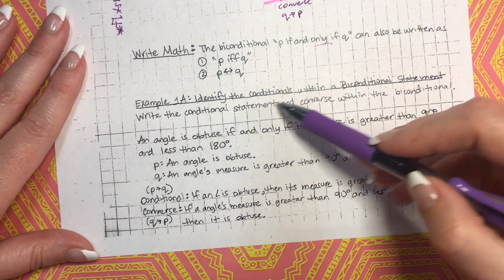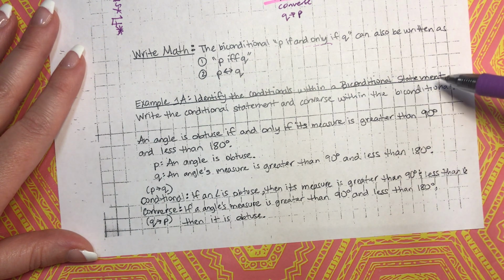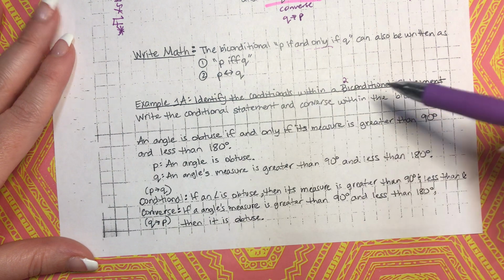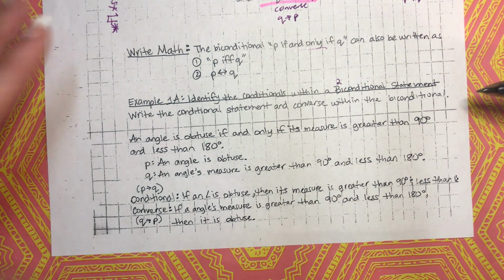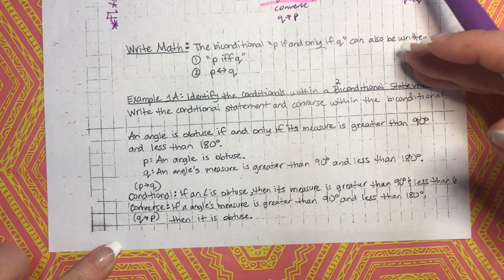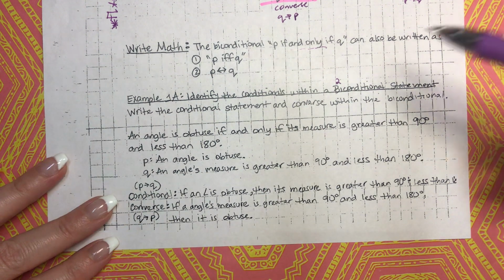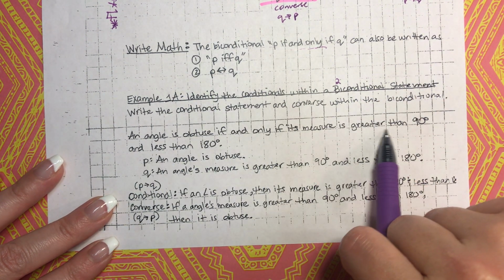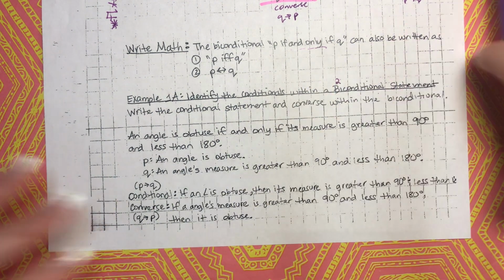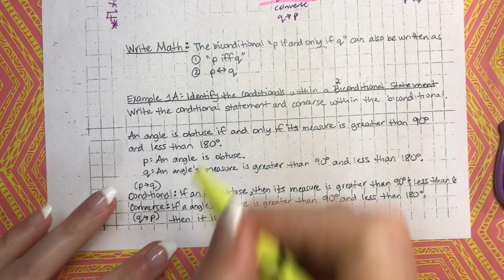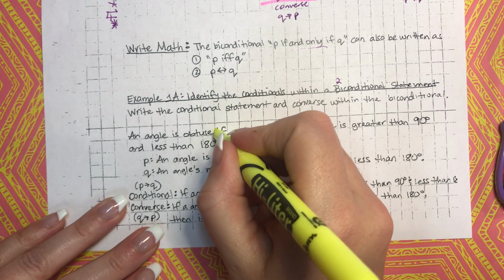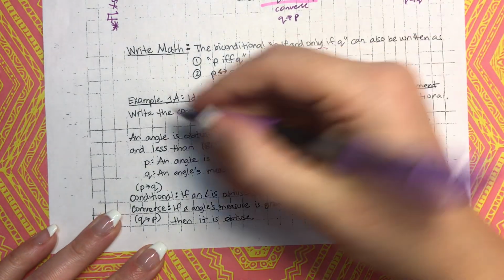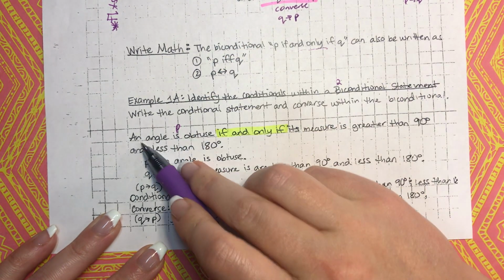It says, identify the conditionals within a biconditional, bi means two, conditional statement. Write the conditional statement and the converse within the biconditional. So what we're going to do with this first one is we're just going to appreciate it and look at what we need to do. It says, an angle is obtuse if and only if its measure is greater than 90 and less than 180. So boom, there we have it. If and only if, those are the key words. In front of if and only if, that is our hypothesis. An angle is obtuse.